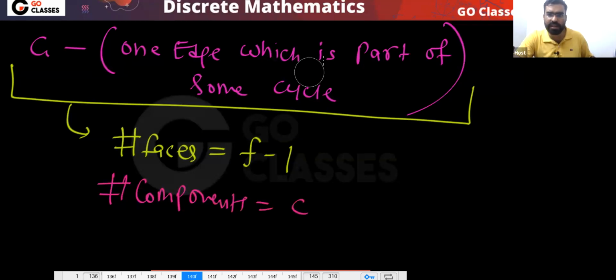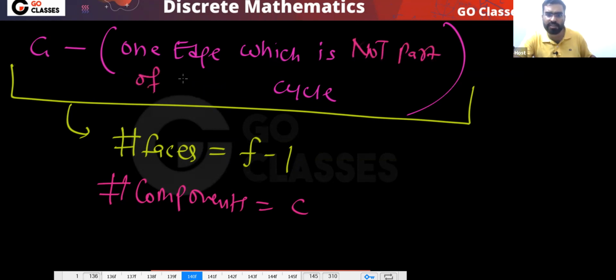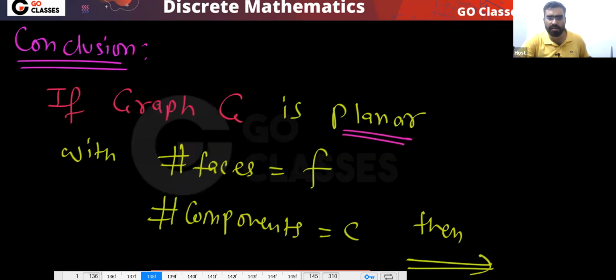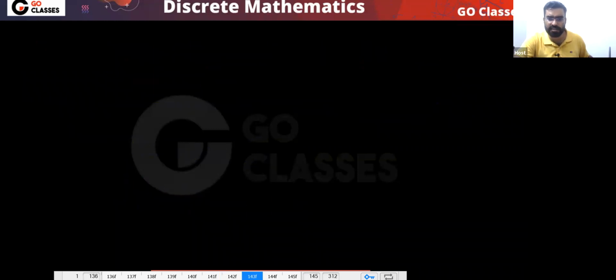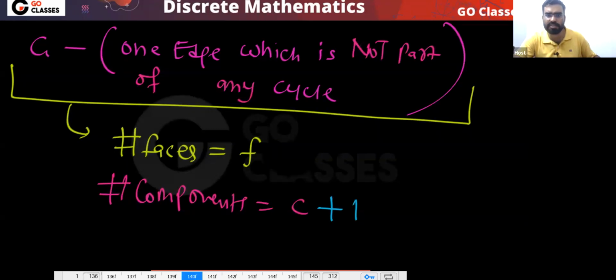And if I remove one edge which is not part of any cycle, then the number of faces will not change, but the number of components will increase by 1. Okay, this is clear. These are very simple questions that can come in the MSQ.